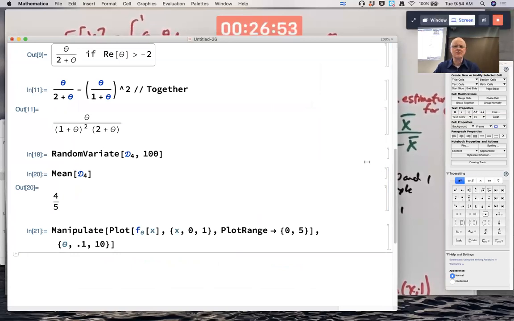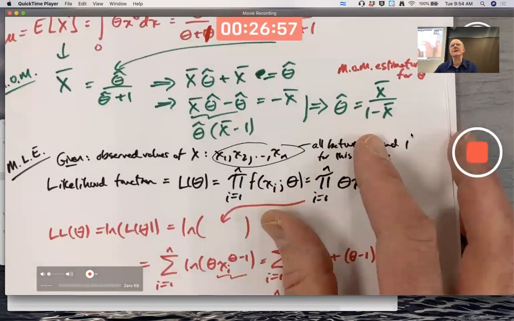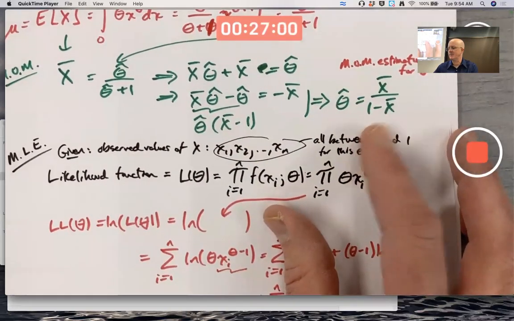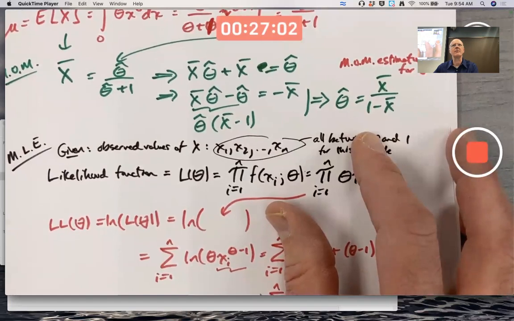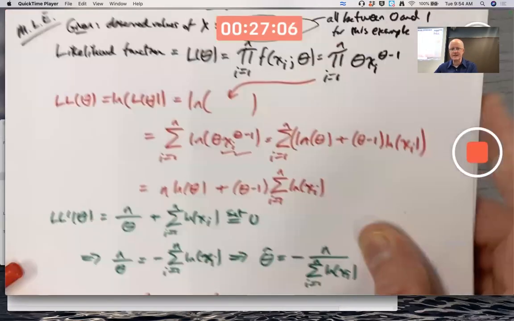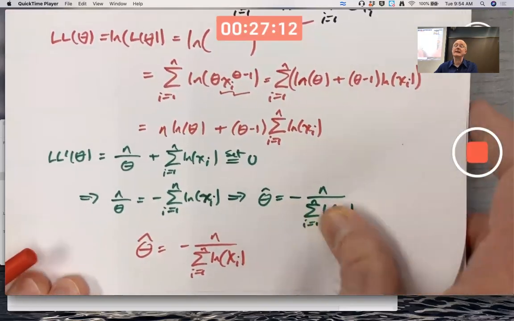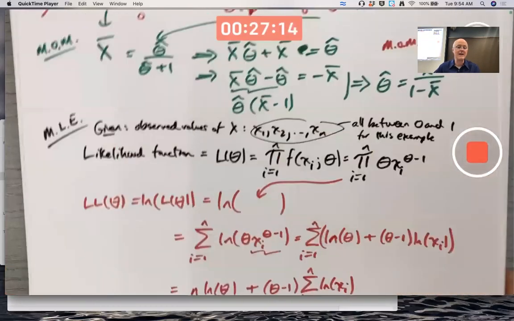What's my goal? My goal is to try to confirm that these estimators seem good: the method of moments estimator, x bar over 1 minus x bar, and the method of maximum likelihood estimator, this thing. Are those good estimators? Do they seem to be good based on simulation? Do they seem like they might even be unbiased? It's hard to say for sure.